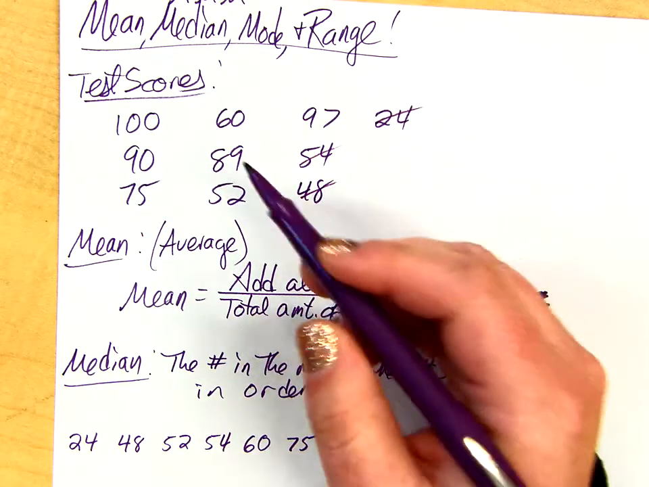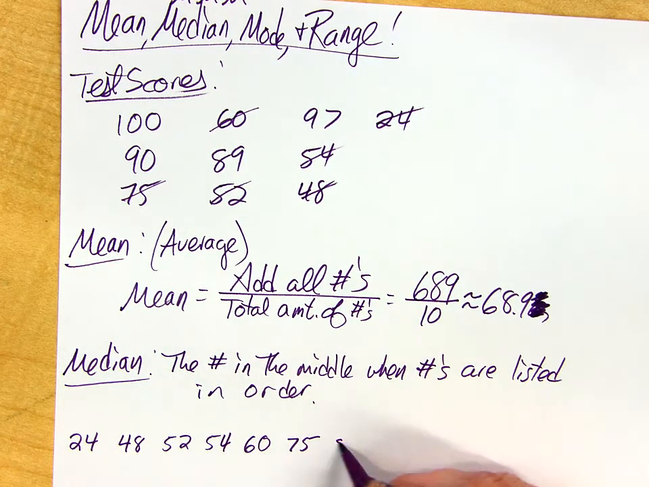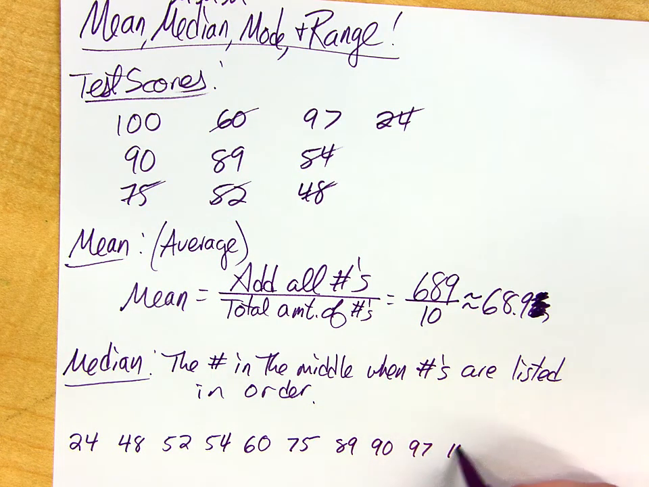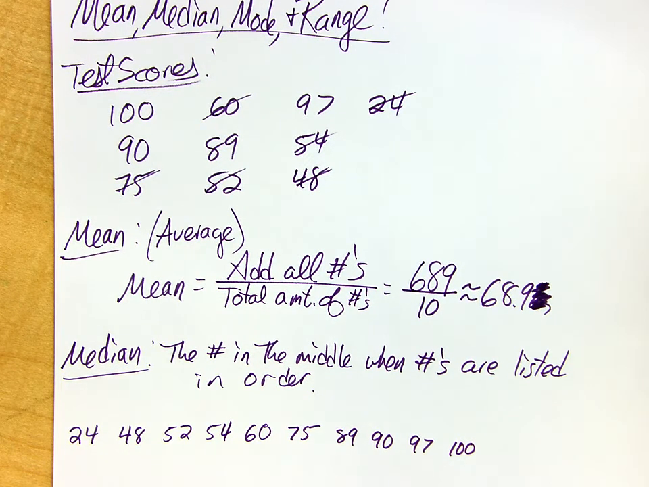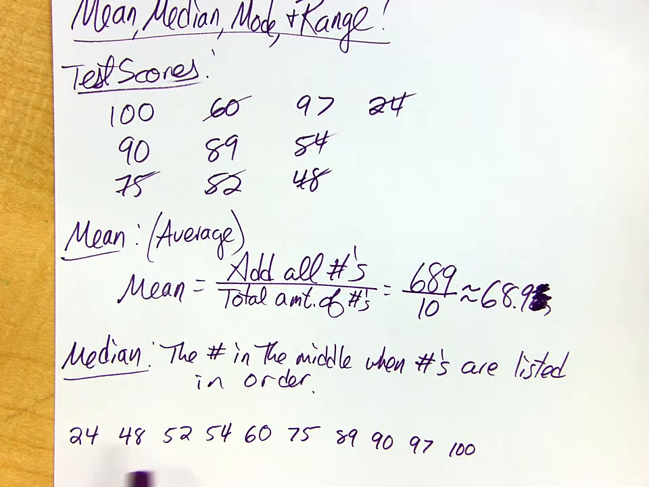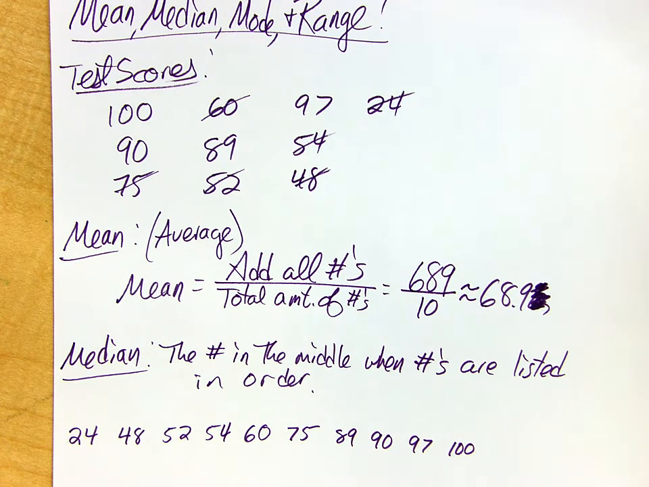Gotta cross them off. 89, 90, 97, 100. When I reorder them, I always count and make sure that I still have 10 and I didn't miss one. Yep, I got 10. Okay, good. Because if you miss a number, well, that's going to change everything. So be careful, okay?